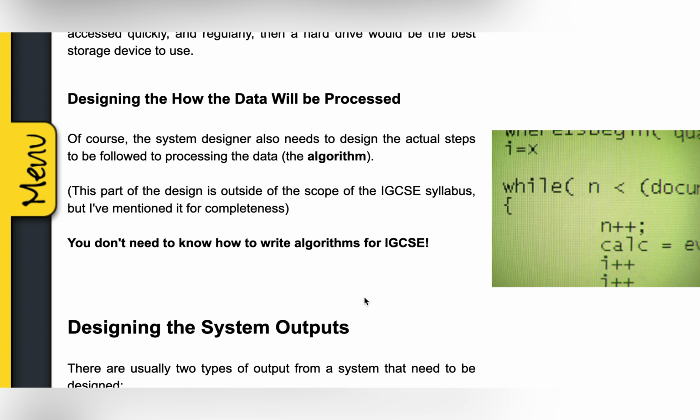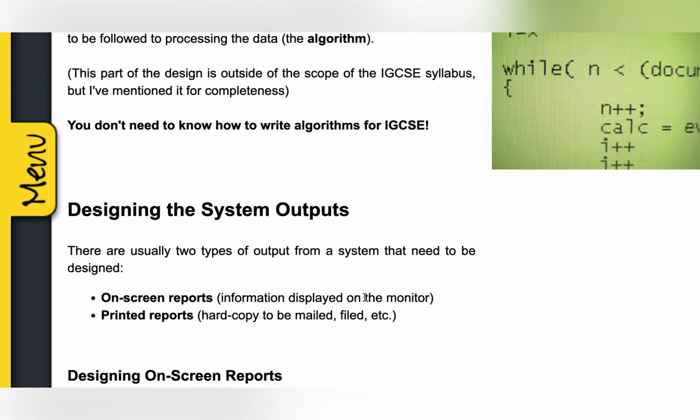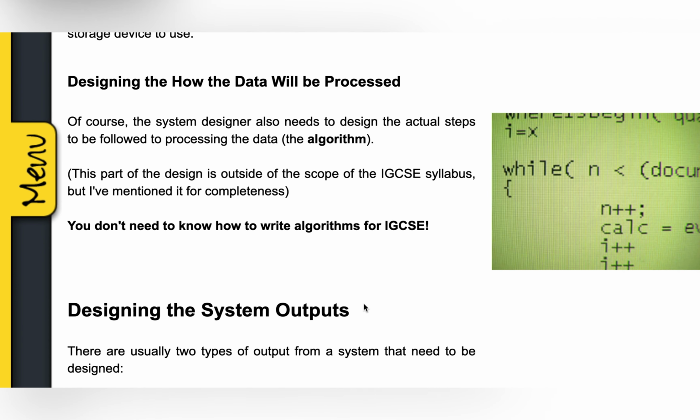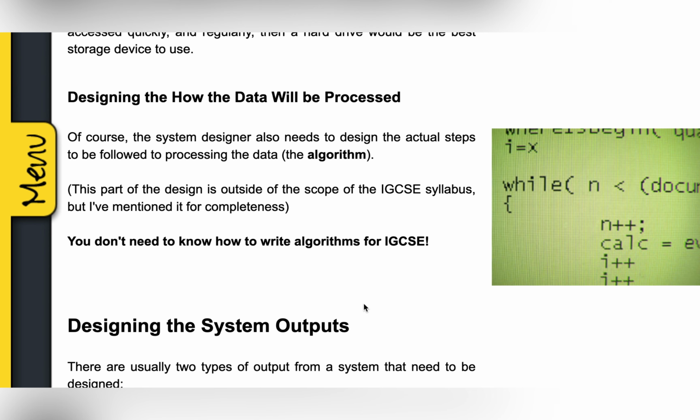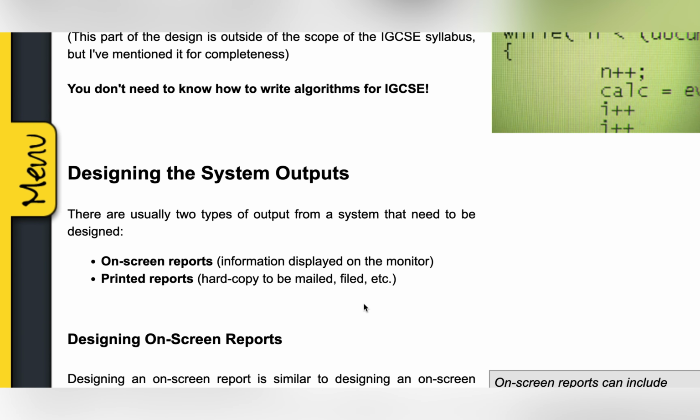Now, this part of the design is outside the scope of the IGCSE. We are not going to go into this. The algorithm is for higher studies. But you just need to know that you have to design how the data will be processed. The processing algorithm is outside your scope. It's for university programs. That's where you learn coding, programming, deep coding, deep programming, using different languages, and so on and so forth.